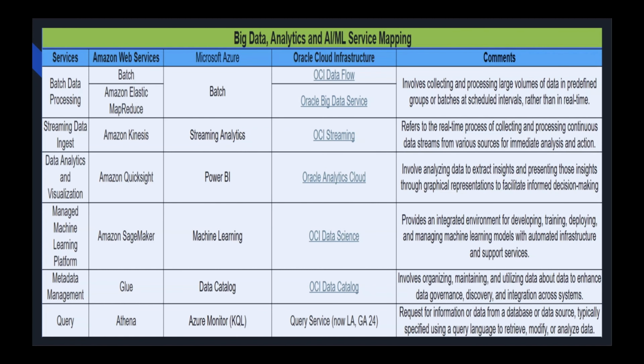Managed Machine Learning Platform. So what is a Managed Machine Learning Platform? It provides an integrated environment for developing, training, deploying, and managing machine learning models with automated infrastructure and support services. So how does it look in each cloud? In AWS, you would have heard of SageMaker, pretty popular. In Azure, it's Machine Learning. In OCI, it is Data Science. So let's check each one out.